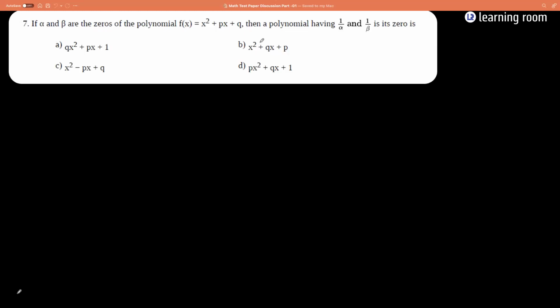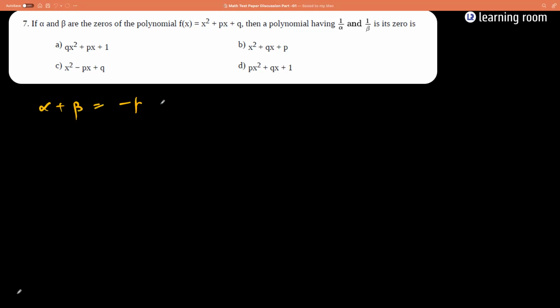So simple. A polynomial of degree 3. If alpha and beta are the roots of the polynomial f of x is equal to x square plus px plus q, then the polynomial having 1 by alpha and 1 by beta as its zeros. So you need to actually find alpha and beta. Will you be able to? Mithun?